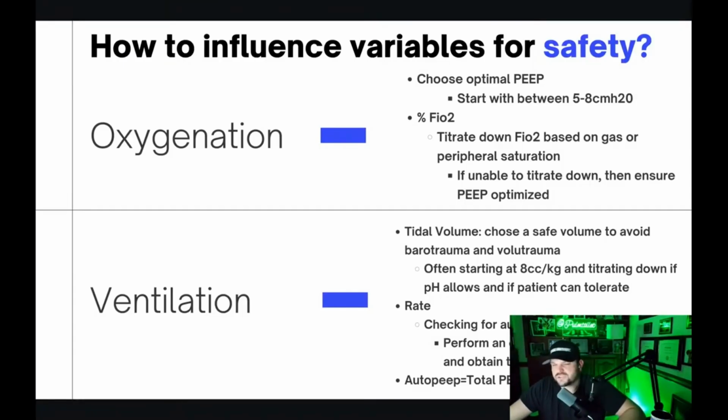Total volume, depending on where you are or where you work, some places start with 7 cc's, some places start with 8 cc's. I usually like to start with somewhere in between and then work my way down if I need to, if I think the plateau pressure is higher than I would want it to be or something of that sort.